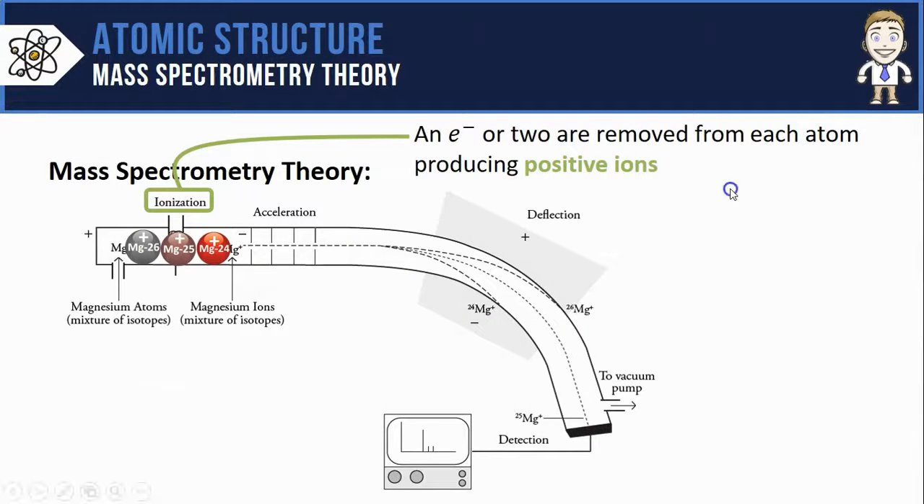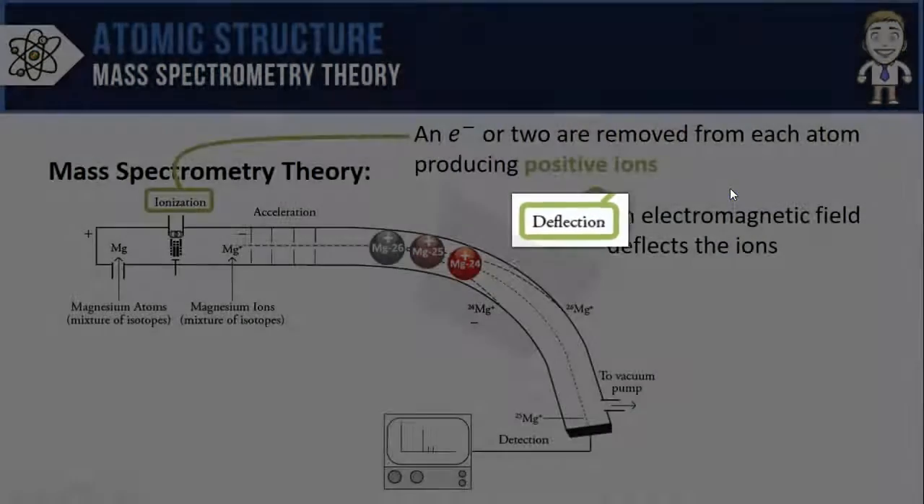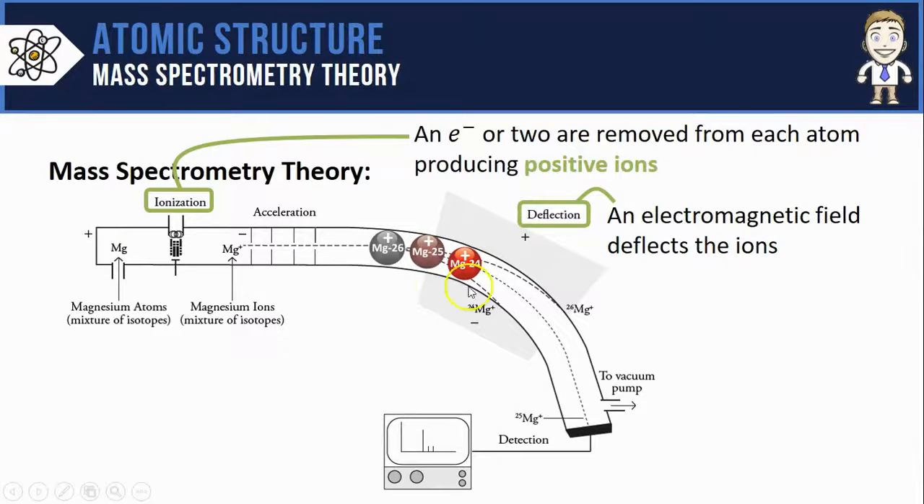Once the atoms have been turned into positive ions, they'll be accelerated through the tube until they get to the electromagnetic field that starts to deflect them. Because these atoms now have a positive charge, the positive pole of the electromagnetic field is going to repel or push on them much in the same way the hairdryer pushed the balls across the ramp. So here we're getting that deflection away from the positive towards the negative electromagnetic field.